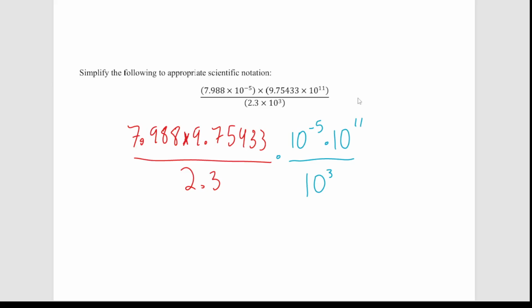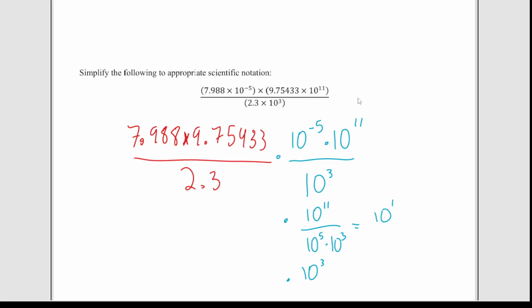So I'm actually going to convert the tens so that I've only got positive exponents. So we've got 10 to the 11th over 10 to the 5th times 10 to the third, which becomes 10 to the 11th divided by 10 to the 8th, which would end up simplifying to just plain old 10 to the third, right? Because we've got 11 tens divided by 8 tens. 11 minus 8 gets us 3. It's going to be 10 to the third in that numerator.